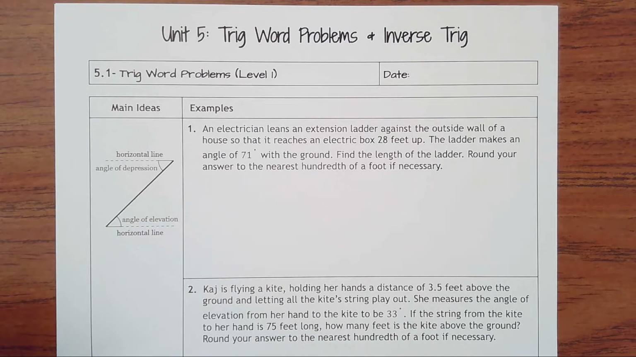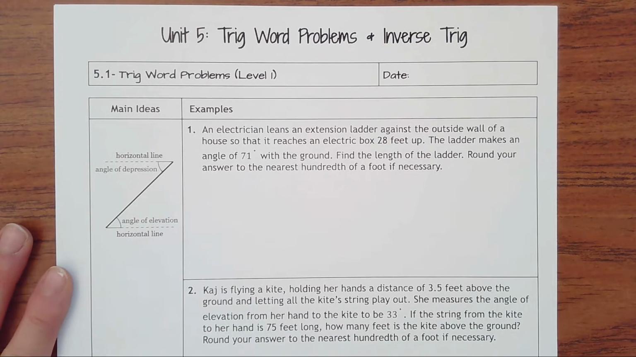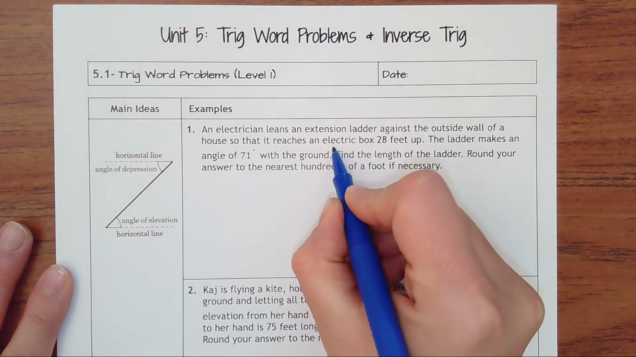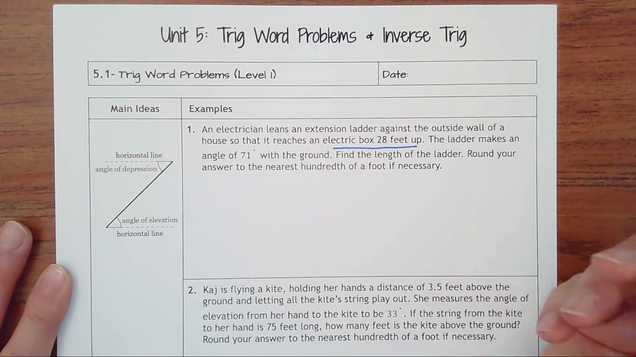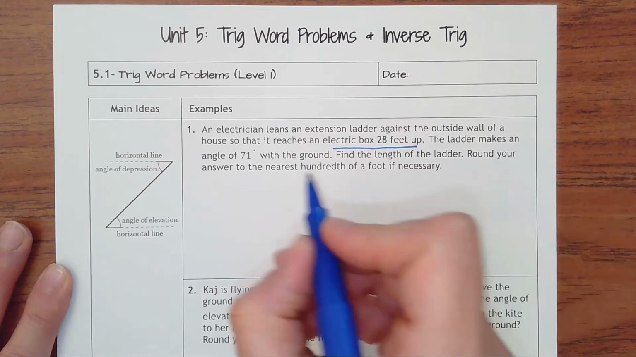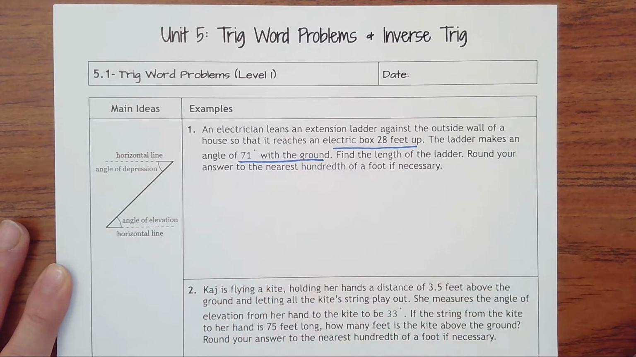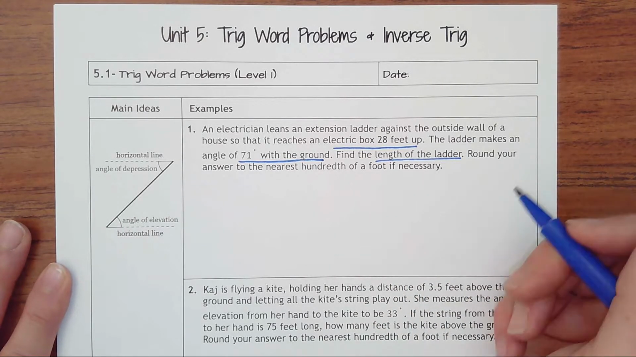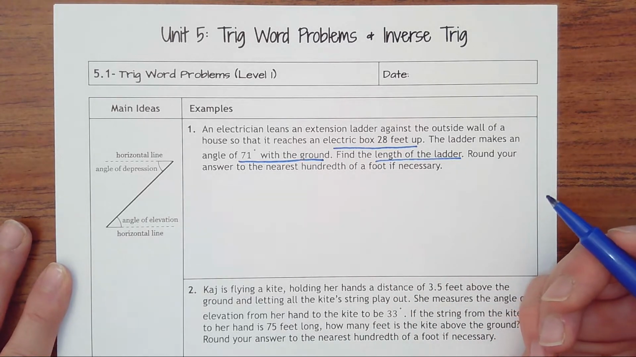It says an electrician leans an extension ladder against the outside wall of a house so that it reaches an electric box 28 feet up. So it's a vertical distance. The ladder makes an angle of 71 degrees with the ground. Find the length of the ladder. Round your answer to the nearest hundredth of a foot if necessary.